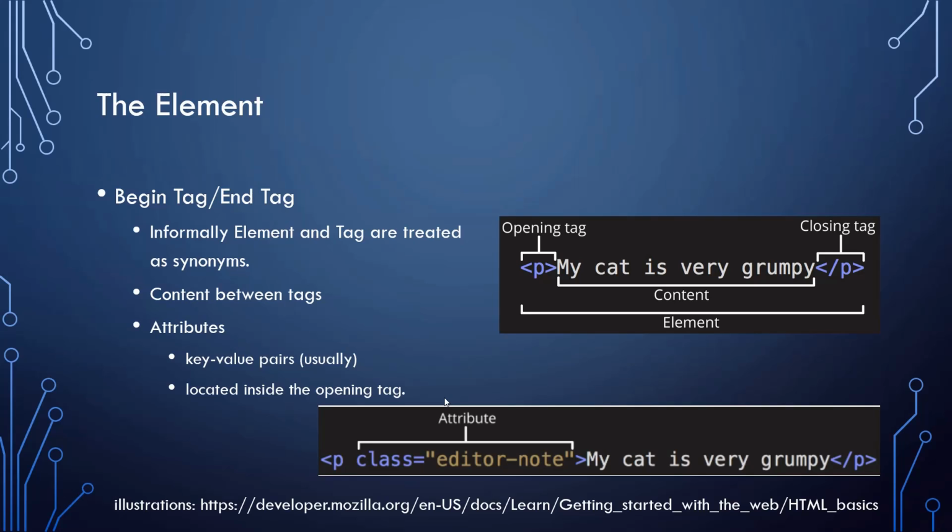It's a key value pair usually. Sometimes an attribute is just a single word. Again, we'll get into those exceptional cases, but in most cases, it's a key value pair with the name of the attribute, equals, and then double quotes, and then the specific value of the attribute inside those double quotes, or single quotes in HTML. You can use either one in HTML as long as they match up. And the attribute is located inside the opening tag, as we see here.